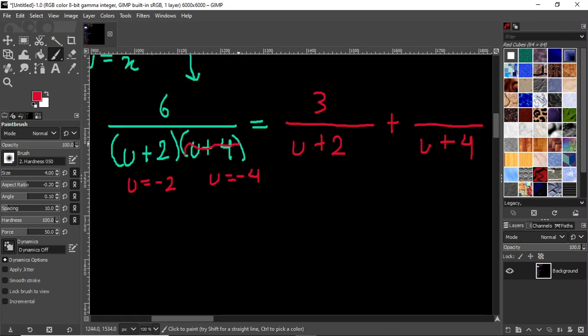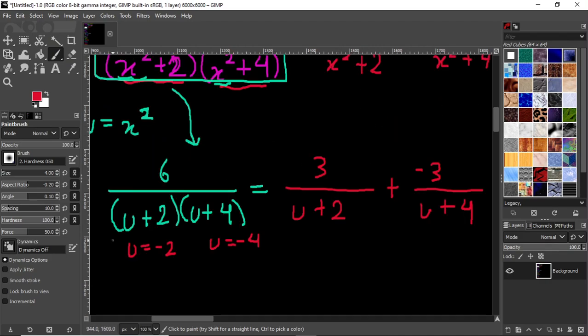Similarly, using a shortcut, u plus 4 is 0 at u equals minus 4. Pretend it's not there. 6 divided by minus 4 plus 2 is 6 divided by minus 2, which is minus 3. So the numerator is minus 3. So we broke that down into partial fractions pretty easily.